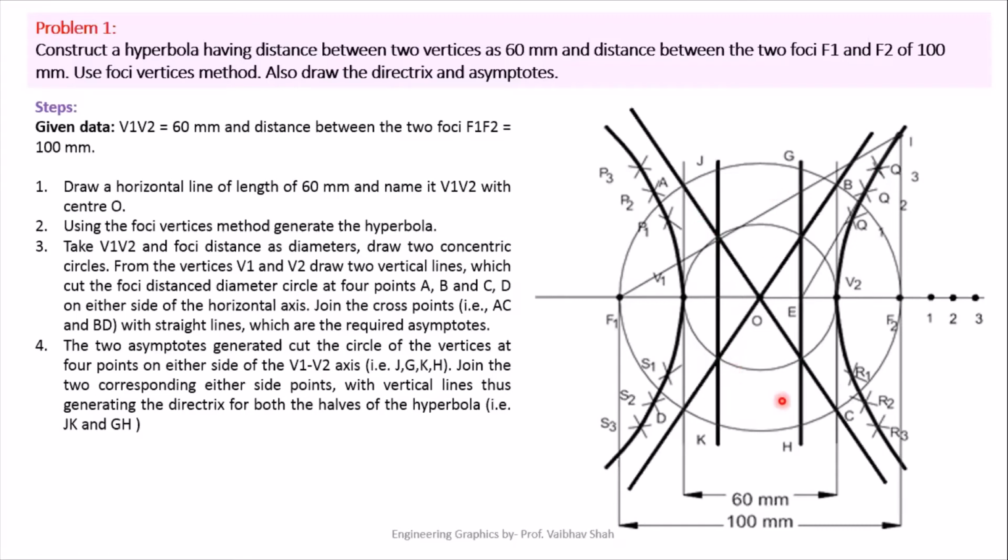So now at this time we'll be connecting J and K vertically like this. So it will be giving us the directrix, and G and H vertically like this. So this will give us a directrix. Now there is one more method to draw a directrix. So you can use this method also.